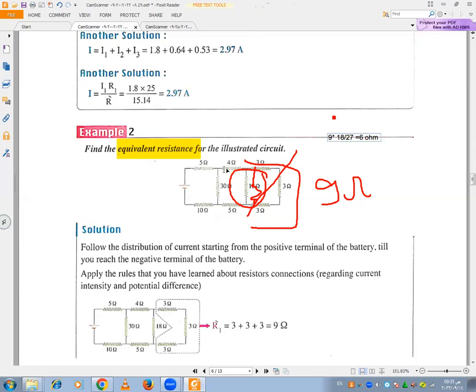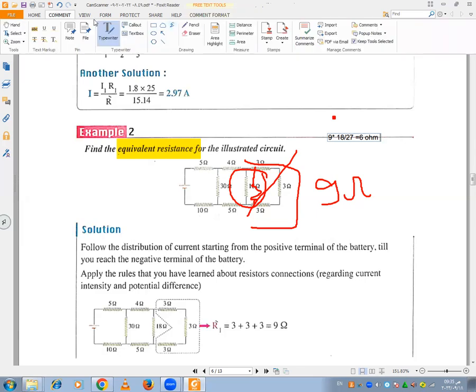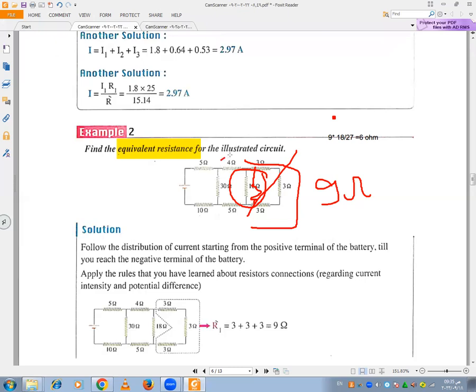They are connected in series connection, like this: 4, 6 ohm and 5 ohm. 4 plus 6 equals 10, plus 5 equals 15.